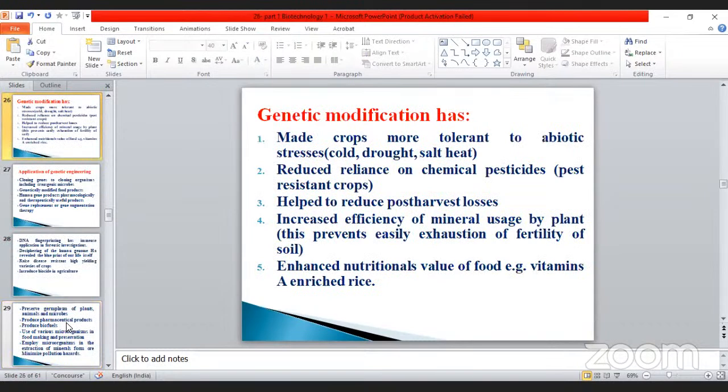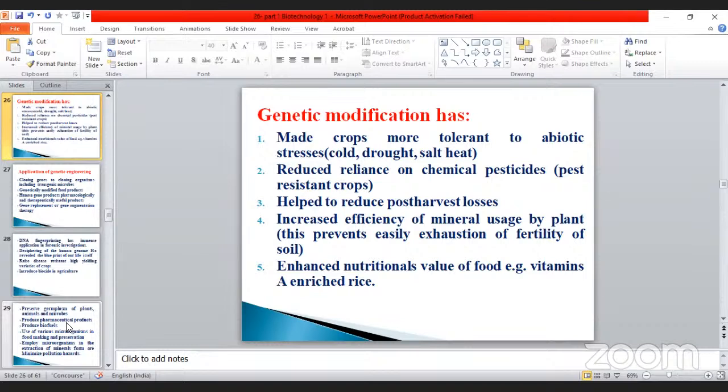Next, we'll pass on to the next heading, genetic modification. What are the genetic modifications? Why are we doing them? What do they offer? How will they be used for plants as well as animals? Okay, let's see that one by one. It has been reported. How many types? Five have been given here.